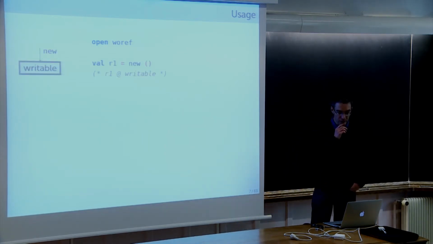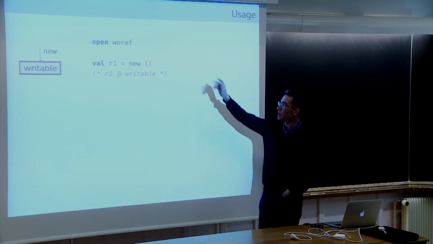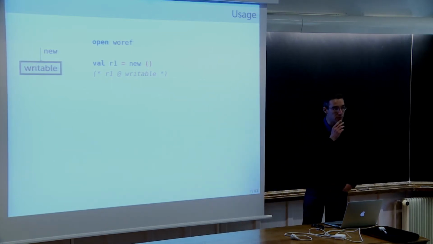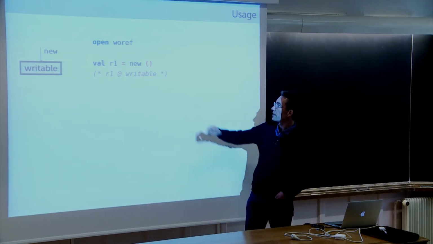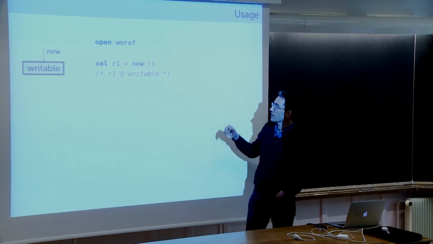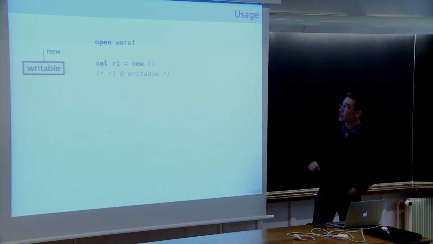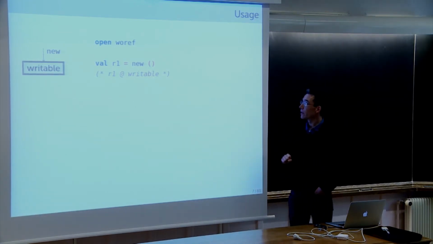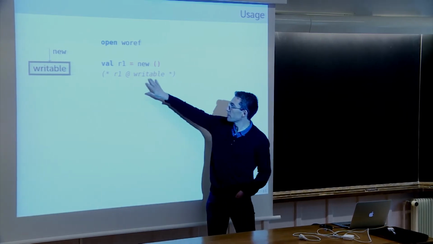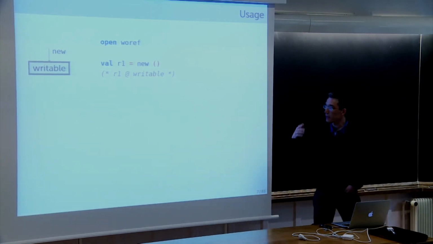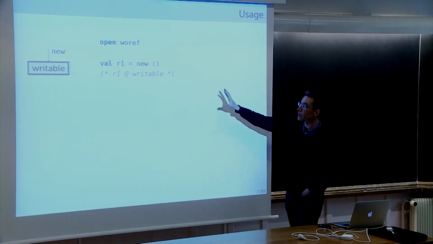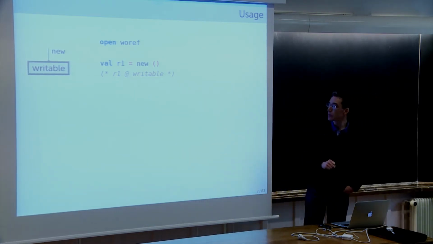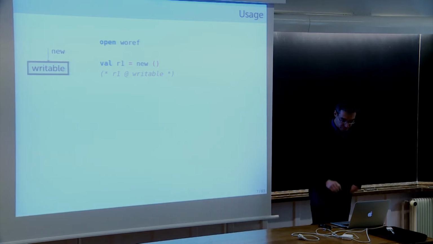To begin, if we open this module of write-once references, then we can create new references. So R1 is a new reference. And after this definition, the type checker knows that R1 has type writable. I'm using this at notation, which we'll see many times in the talk, which is what I call a permission. So this means we have permission to use R1 as something of type writable.